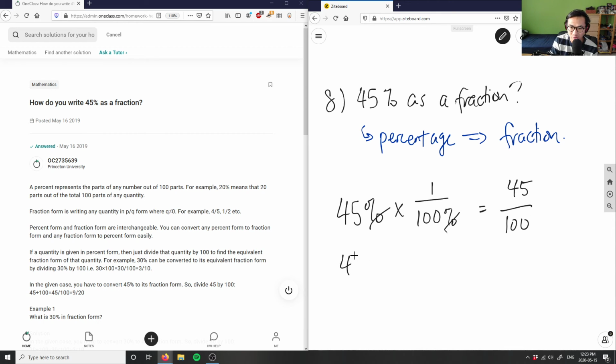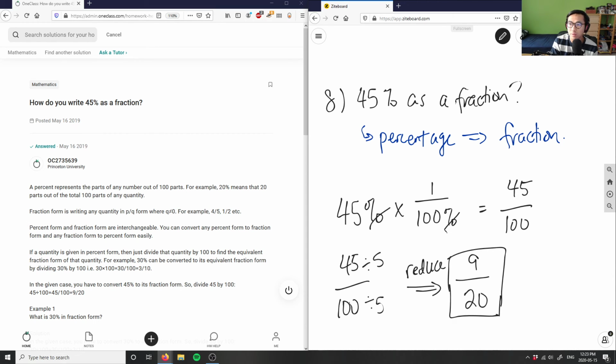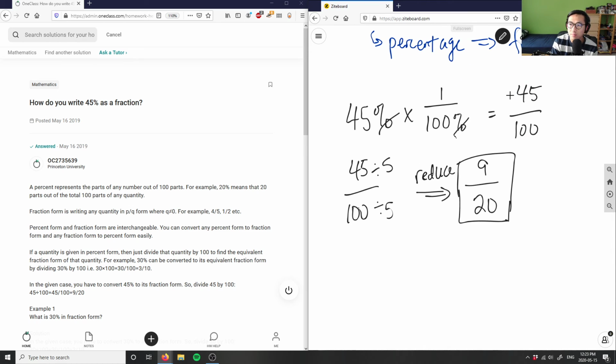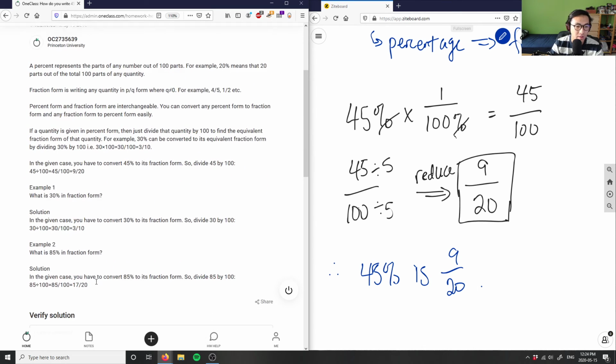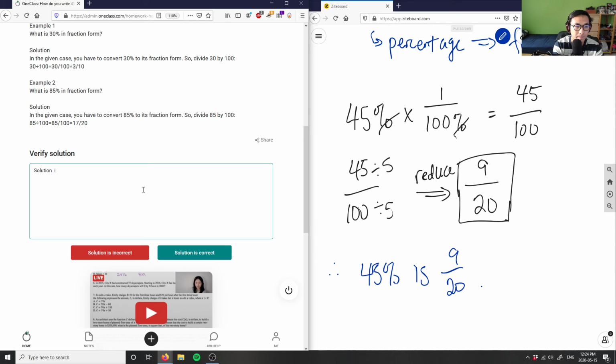But with 45 over 100, as you can see, I can probably reduce. I'm taking the common factors of these. The greatest common factor in this case is 5. So this will equal 45 divided by 5, which is simply 9, and 100 divided by 5 is 20. So this here is my answer. So therefore, we can write that 45% is 9 over 20. And this here is our correct answer. And as you can see, this here is also the correct answer. 9 over 20 is the correct answer here. So the solution here is correct. Good analysis.